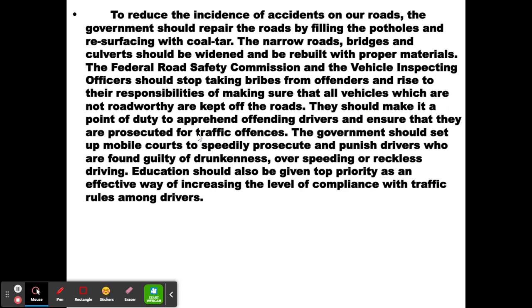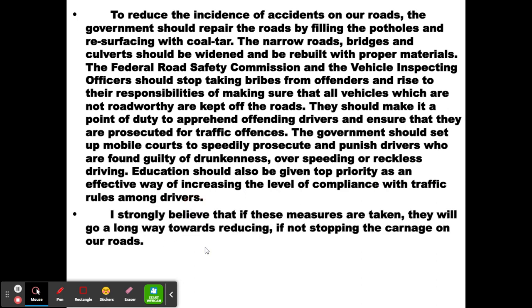They should make it a point of duty to apprehend offending drivers and ensure that they are prosecuted for traffic offenses. The government should set up mobile courts to speedily prosecute and punish drivers who are found guilty of drunkenness, overspeeding, or reckless driving. Education should also be given top priority as an effective way of increasing the level of compliance with traffic rules among drivers. Now this is the concluding paragraph: I strongly believe that if these measures are taken, they will go a long way towards reducing, if not stopping, the carnage on our roads.